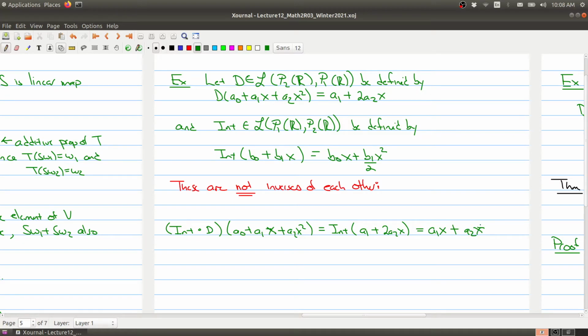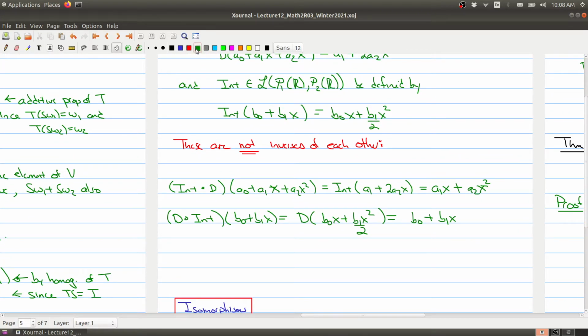And then if I do it in the reverse order, if I first integrate and then take the derivative, so I'm first going to integrate, so I get b0x plus b1x squared over 2, and then I take the derivative, I get b0 plus b1x. So when I look at this, what I notice is that in the second statement, no matter what I start with, I get the same thing at the end, right? So I get that D composed with integration, right? First do integration and then take the derivative, is the same thing as the identity operator on P1R, but it doesn't work in the reverse direction, okay?